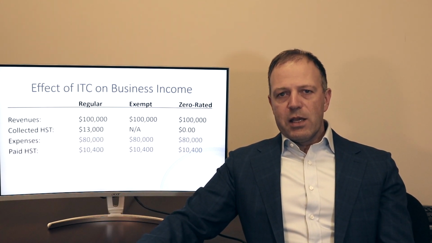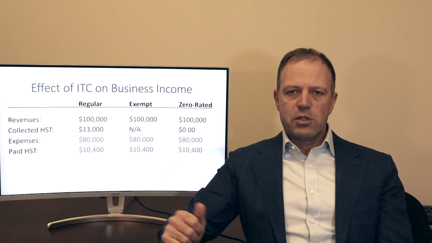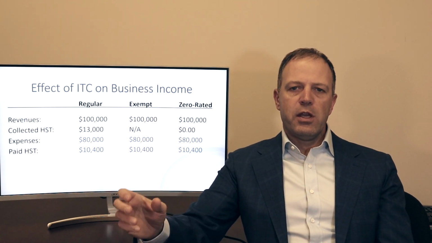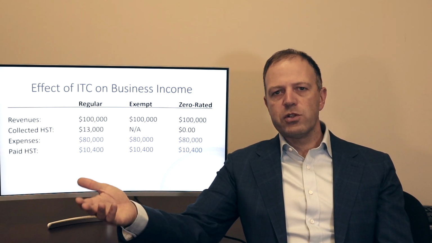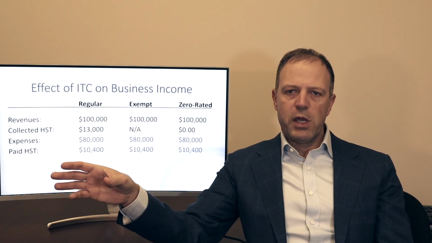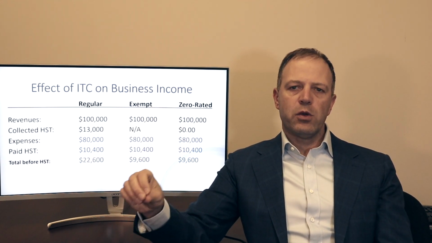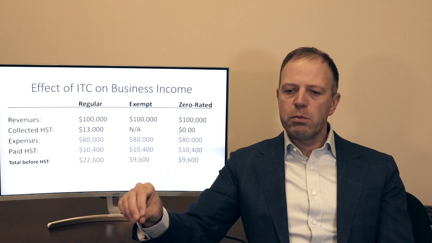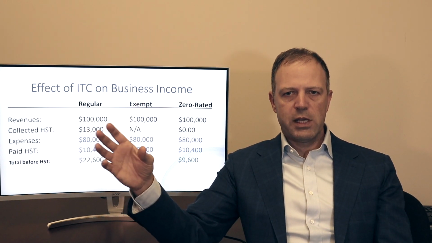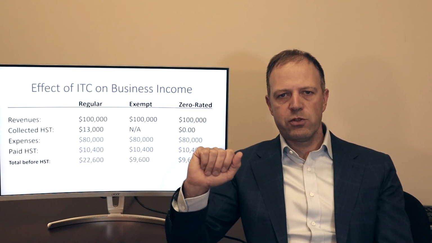Let's say during the same period of time you spent $80,000 to generate your sales: purchase of materials, services, goods, etc. Which means every single one of those three businesses paid $80,000 plus $10,400 of 13% HST, in total $90,400. All three businesses paid. And what it means is that before the HST calculation and reporting, the regular business would have collected $22,600, which is the difference between sales and the expenses, while exempt and zero-rated will have on hand only $9,600.